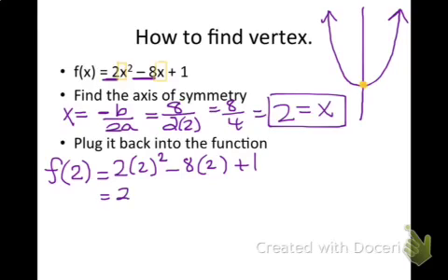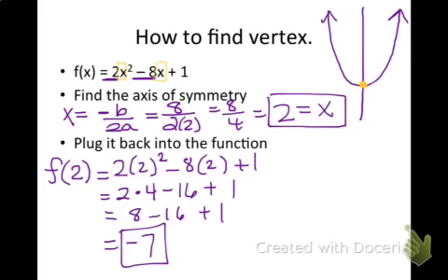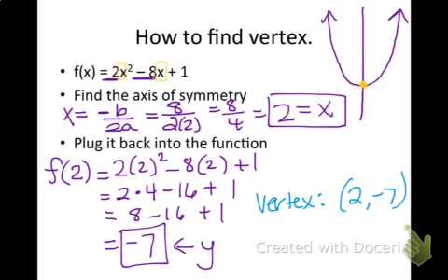So you would get 2 times 4, because 2 squared is 4, minus 16 plus 1, which is 8 minus 16 plus 1, which is -7. So this is our y value, and this is our x value. So when we put it all together, our vertex is going to be (2, -7).